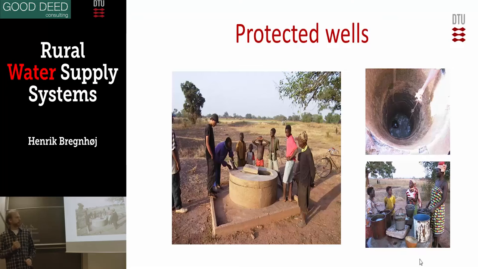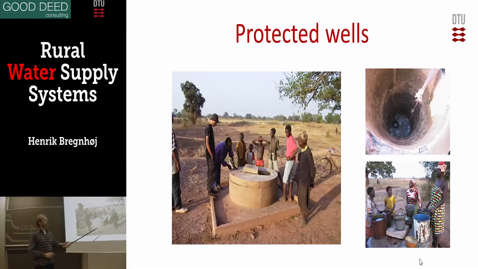Maybe you can explain to me, how is this dug well protected? Well, it's first of all sealed at the top, like the lid here. And there's also construction around the dug well, so no surface water can reach the groundwater. This is the apron, it's called. The big slab prevents water from flowing down along the dug well and into the water.